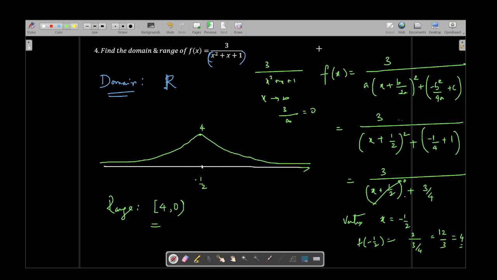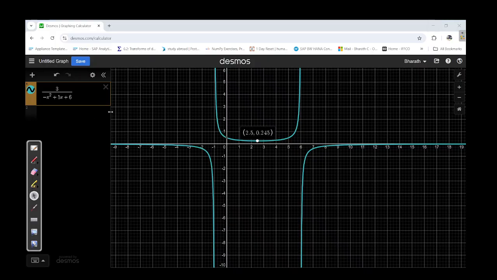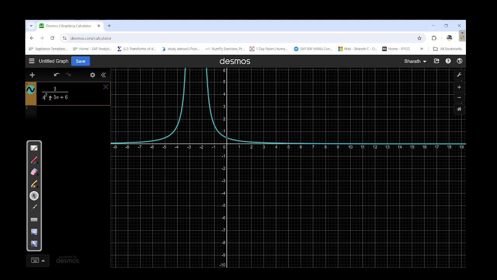So let us verify this. We have 3 by x square plus x plus 1. So you can see from 4 it goes all the way to 0.